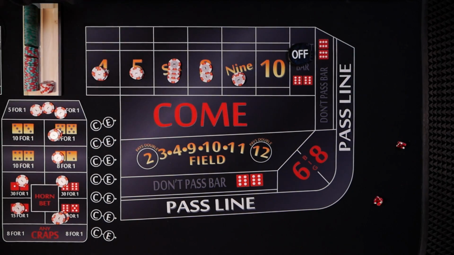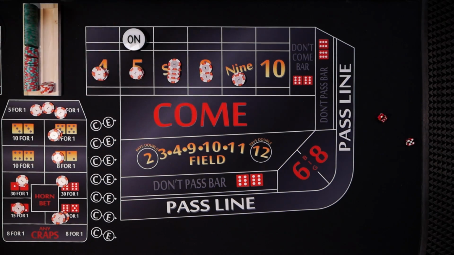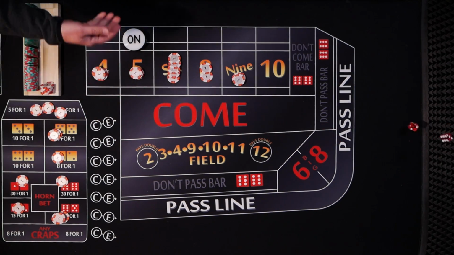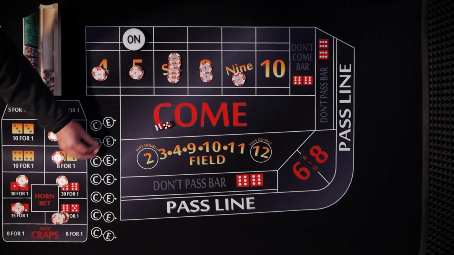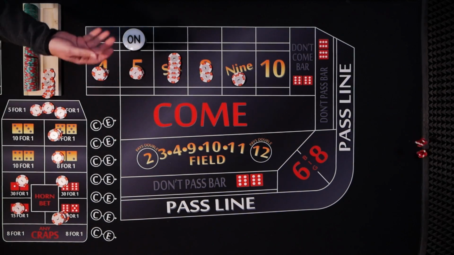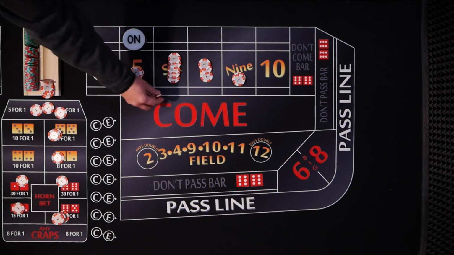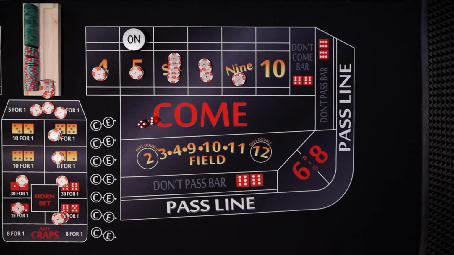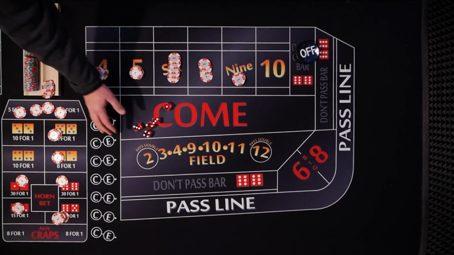Same shooter coming out. We got the 5, no field 5. We'll mark that up. And a 6. And yo, 11 again. So we're definitely hitting extra 11s for this round. We got an 8. And 7 out. Puck's gonna come off. New shooter.